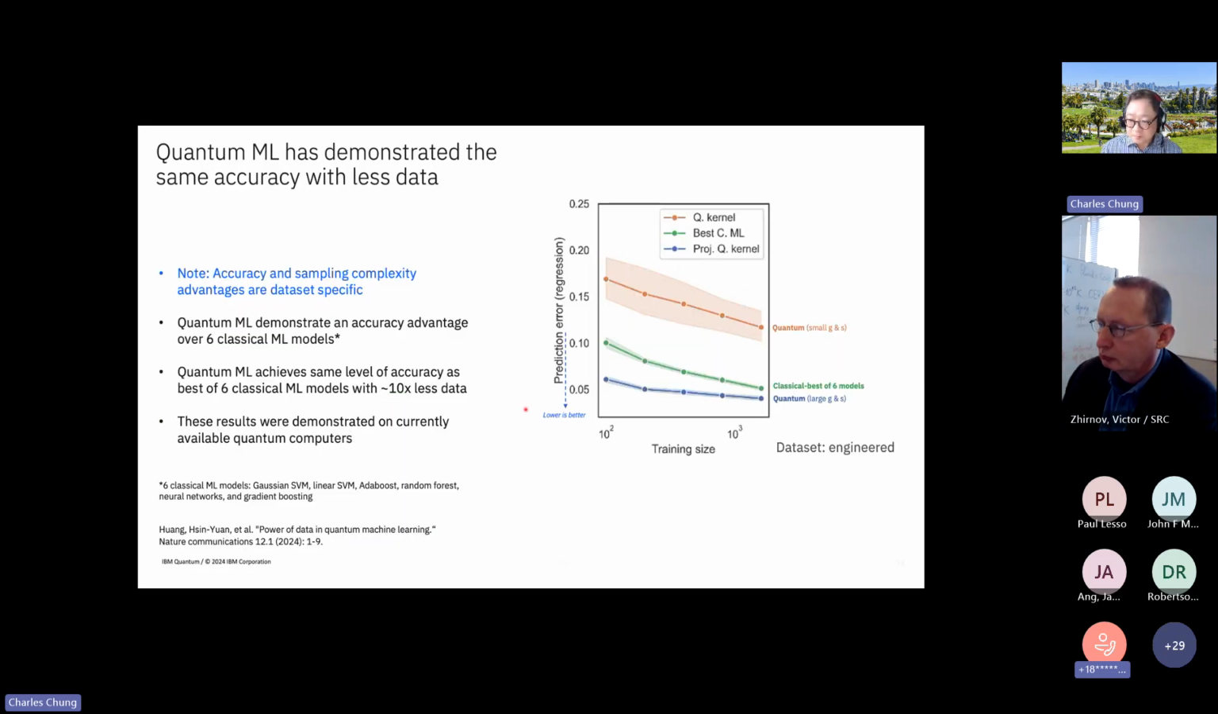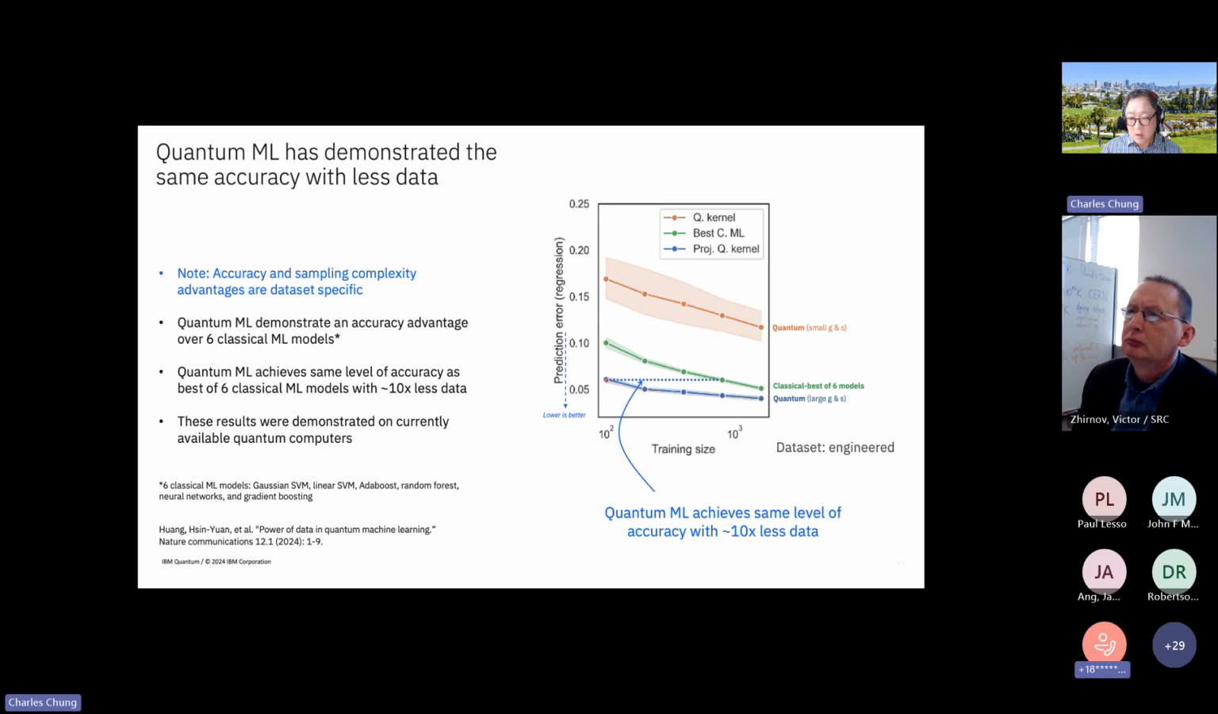In another paper, what you see here is on the y-axis prediction error, so lower is better, versus training set size. And we're comparing 2 quantum models, one in orange, one in blue, versus 6 classical models. Only the best of the 6 is plotted here for clarity. So the first thing to notice is that we have a quantum model that has lower prediction error than 6 classical models. But I think what's more interesting is that you can see that this quantum model is achieving the same level of accuracy as the best of 6 classical models, with approximately an order of magnitude less data.